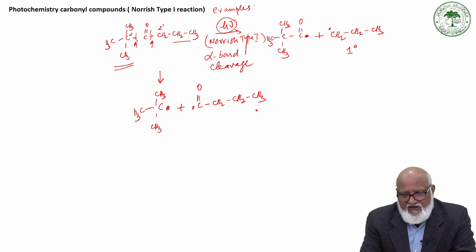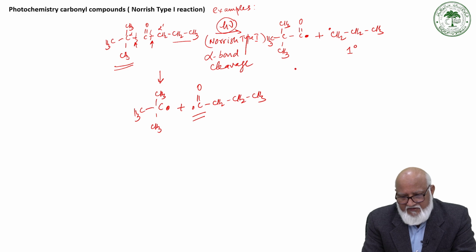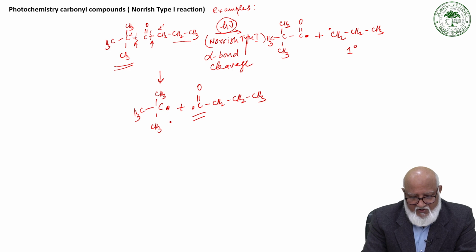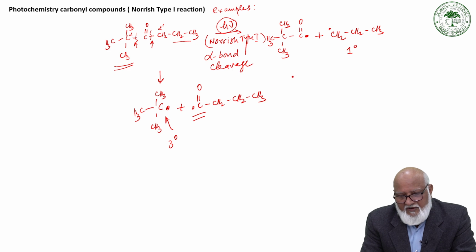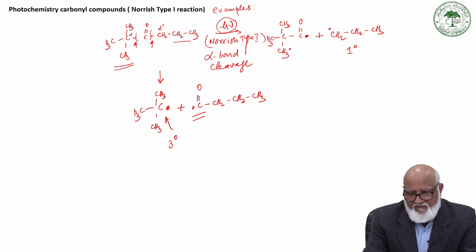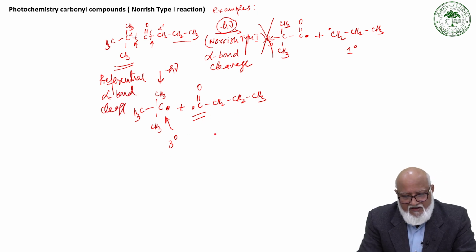So there is a competition between the alpha bond cleavages. As far as the acyl radical is concerned, this is substituted with this. Now this is a tertiary radical, which is more stable than the primary radical. So this is going to be preferential. This will not cleave like this. This will go through preferential alpha bond cleavage under photolytic condition to give this tertiary butyl radical as well as this acyl radical.